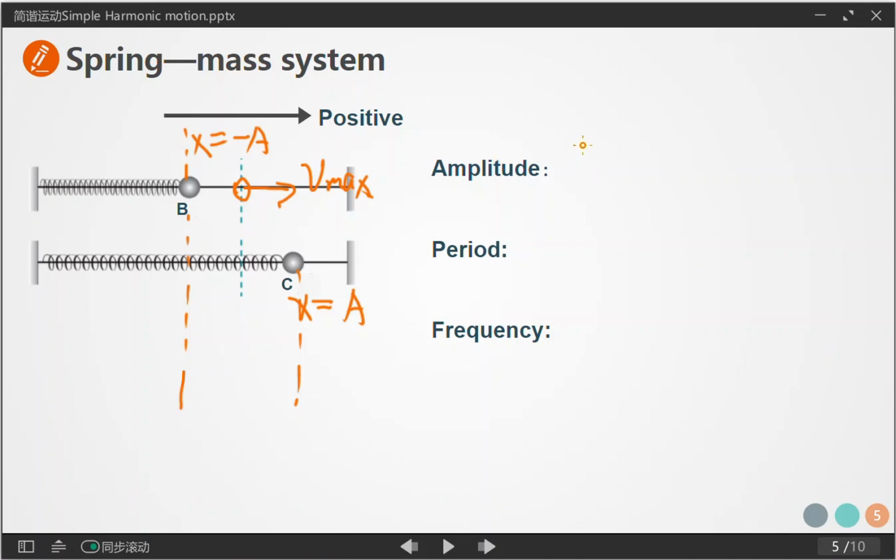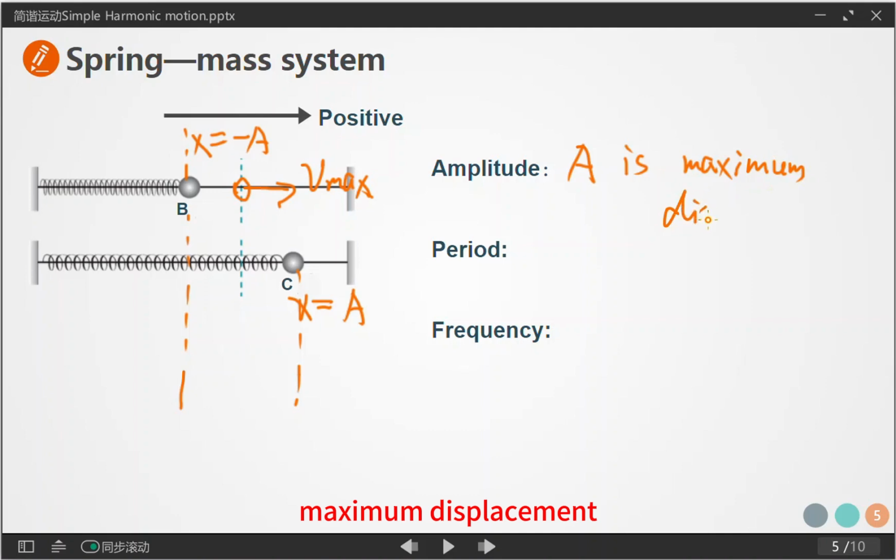We can say amplitude, the symbol A, is the maximum displacement.